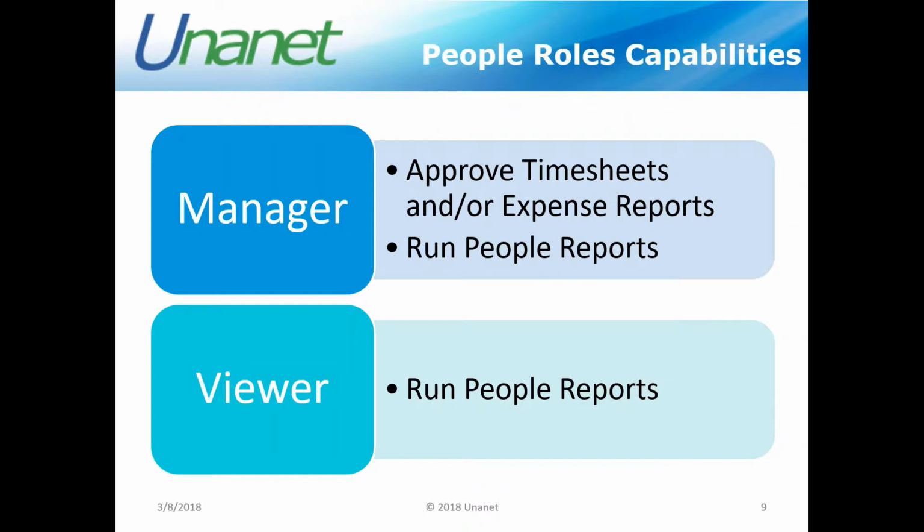The manager role also allows people to run the people level reports against those people that they are the approvers for. So they could go out and run on the reports dashboard in the people report section, like an accrual details report or a people actual summary report, looking at the information from the person perspective.